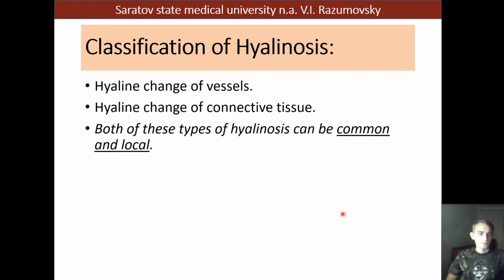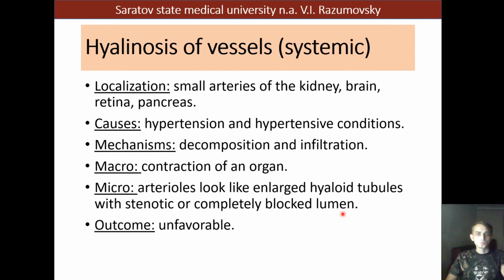Classification of hyalinosis. There are two main types of hyalinosis: hyaline changes of vessels and hyaline changes of connective tissue. Both of them may be common and local. So, totally we have 4 types of hyalinosis: local vessel, common vessel, local hyaline changes of connective tissue, and common hyaline changes of connective tissue. So, let's talk about all of them.